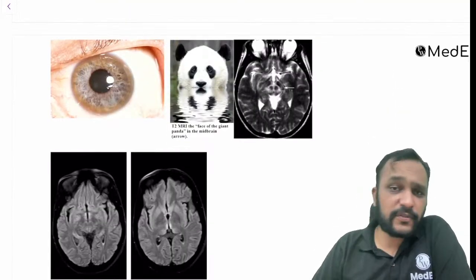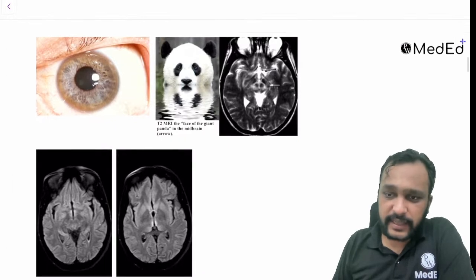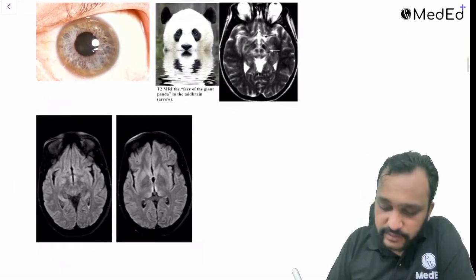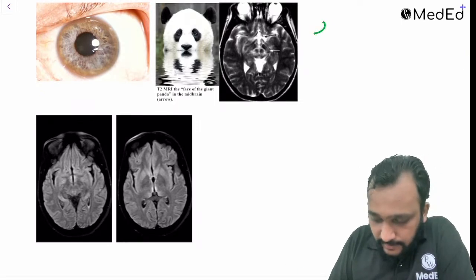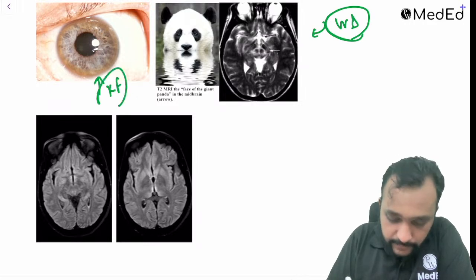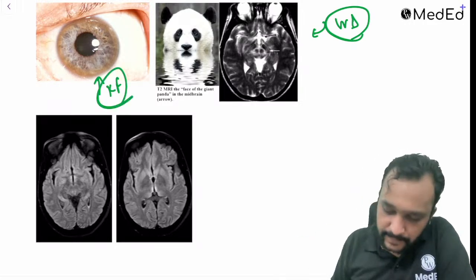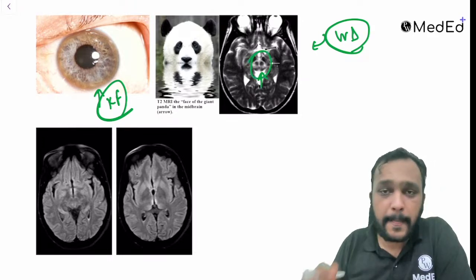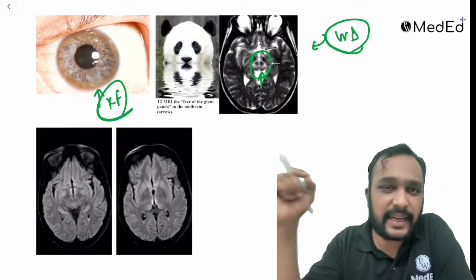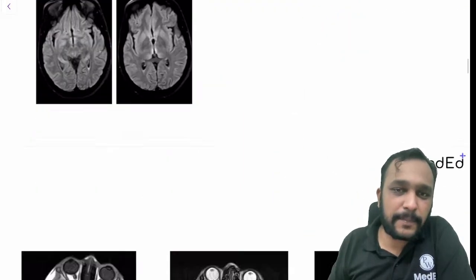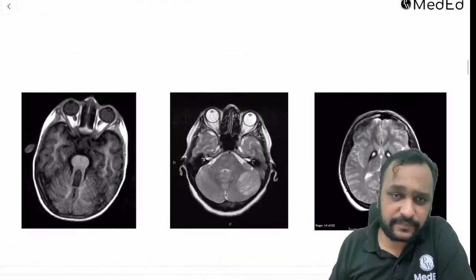Now face of giant panda sign. Anyone, guys, in the comment section? Face of giant panda sign. This is seen in Wilson's disease, and in the eyes you will see Kaiser-Fleischer ring, right? So hyperintensities will be there within the midbrain, sparing the substantia nigra and the red nucleus, and that is going to give the face of giant panda sign, right?